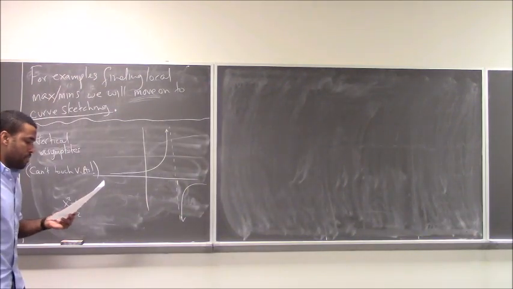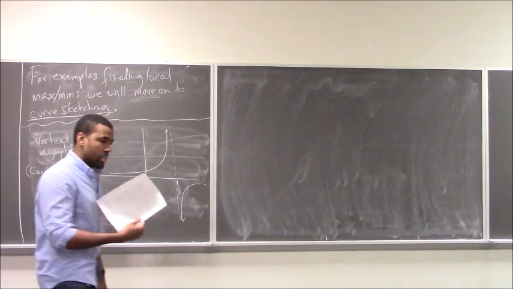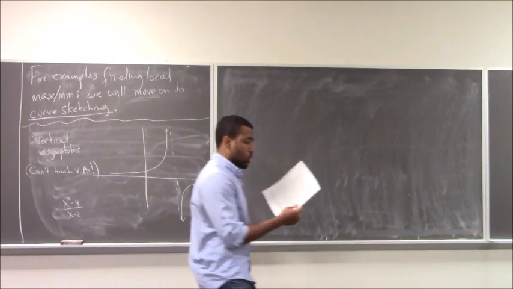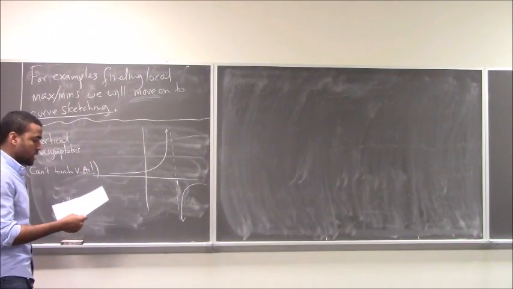Okay. Once you do that, we're going to move on. Once you deal with these two kinds of asymptotes, you're going to move on to find intervals of increasing and decreasing and local maximums and minimums. That's where we're going to do the first derivative test or the second derivative test.